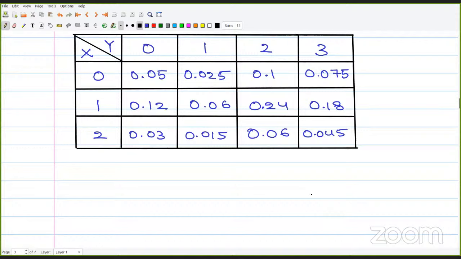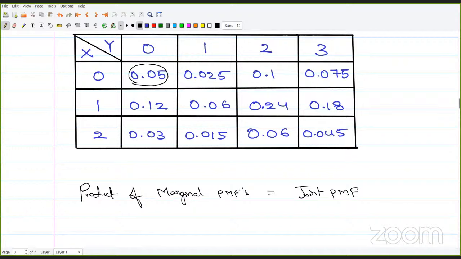There are two ways to see this. One easier way to look at it from the table is, if the product of the marginal PMFs is equal to the joint PMF for every entry in the table. If it is true for every entry in the table, then X and Y are independent. So product of marginals equals joint PMF.